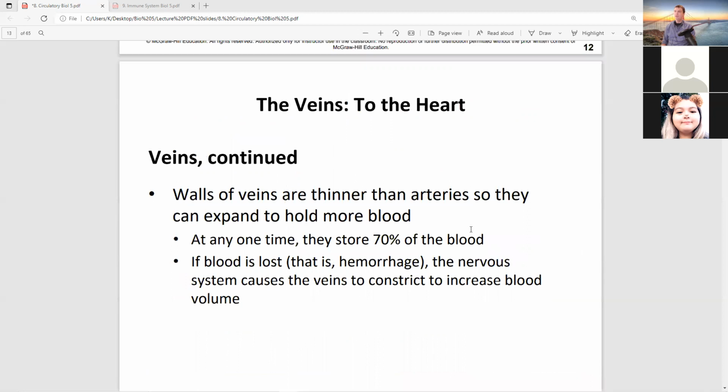So the walls of veins are thinner than arteries, so they can expand to hold more blood. At any one time, they store 70% of the blood. And if blood is lost, like through a hemorrhage, the nervous system causes the veins to constrict to increase blood volume.